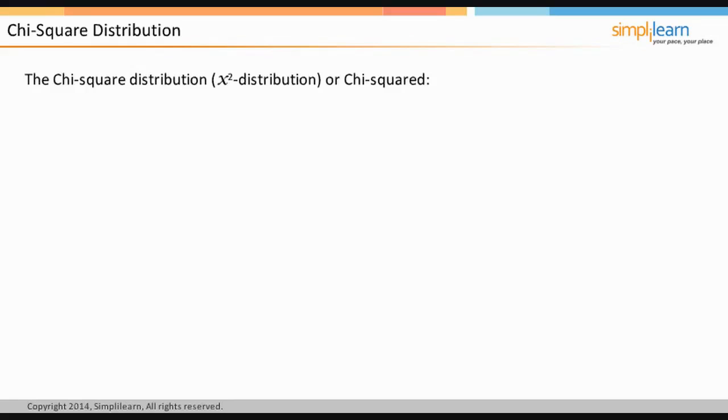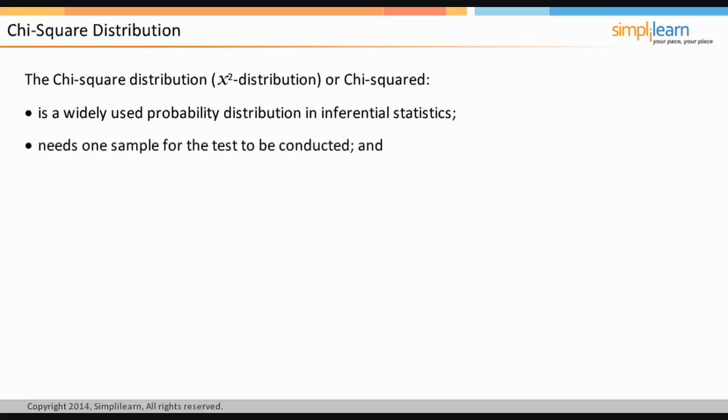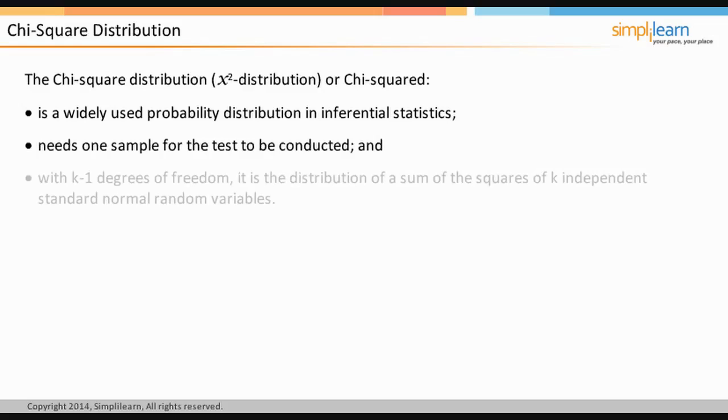In this screen, we will learn in detail about chi-square distribution. The chi-square distribution is one of the most widely used probability distributions in inferential statistics. It is also known as hypothesis testing, and the distribution is used in hypothesis tests. When used in a hypothesis test, it needs one sample for the test to be conducted. The chi-square distribution is also known as chi-squared.